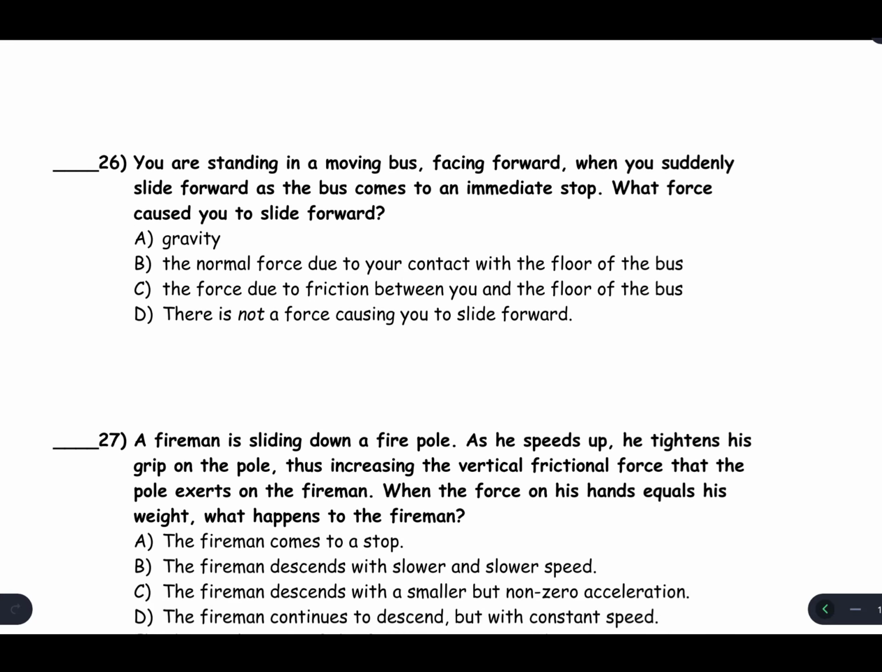Next one. You are standing in a moving bus, facing forward. Here is the driver.